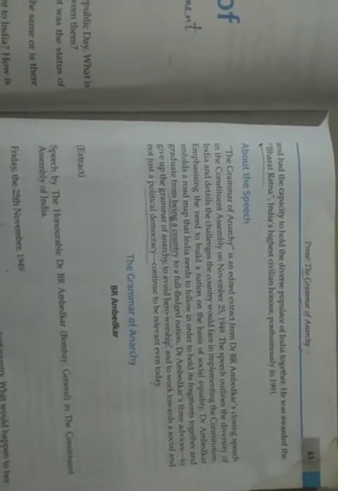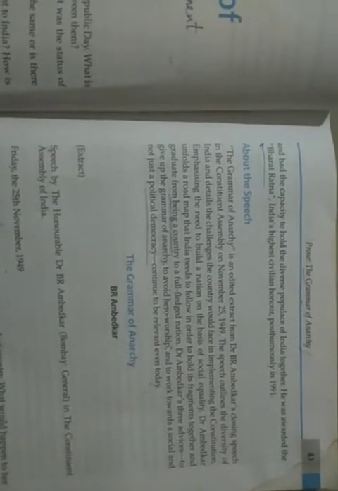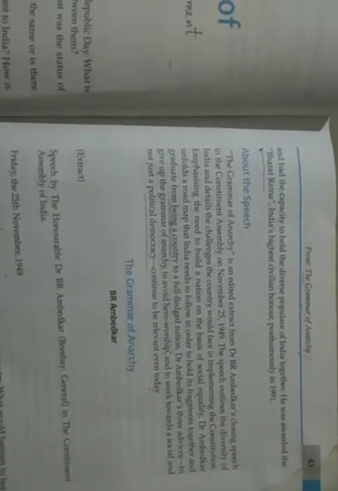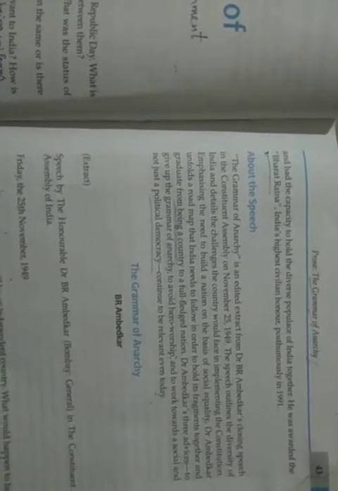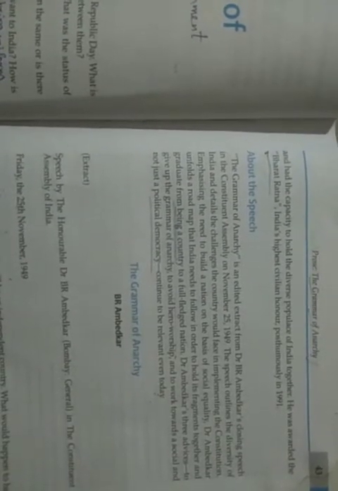A form of government in which people have the authority to choose their governing body. Yes, got it? Democracy, the meaning of democracy: a form of government in which people have the authority to choose their governing body. Yes, people. So it's the people's country.